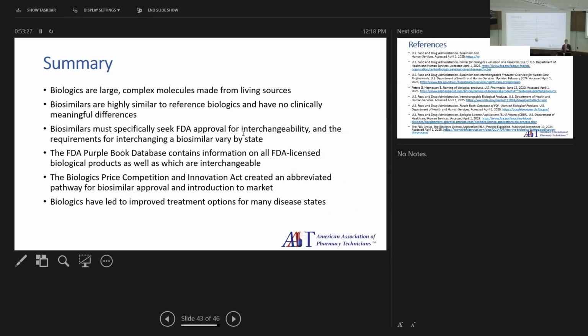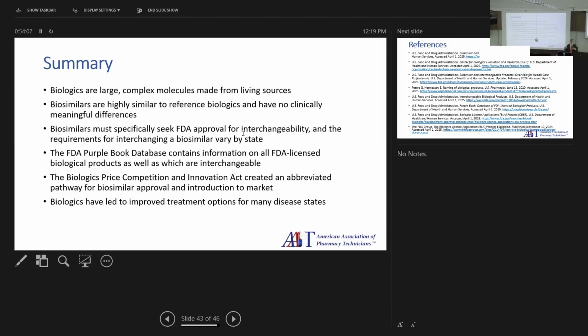Biosimilars have to specifically seek FDA approval for interchangeability to be automatically interchanged without provider approval. The state requirements may be different. And then the FDA Purple Book is a great resource if you want to see what biosimilars are available for a biologic and whether or not they are interchangeable. The Biologics Price Competition and Innovation Act in 2009 created an abbreviated pathway for biosimilars to be approved in a much shorter time span of about 6 to 8 years compared to that 10 to 15 years for an original reference biologic. And then finally, they've led to improved treatment options for many disease states.